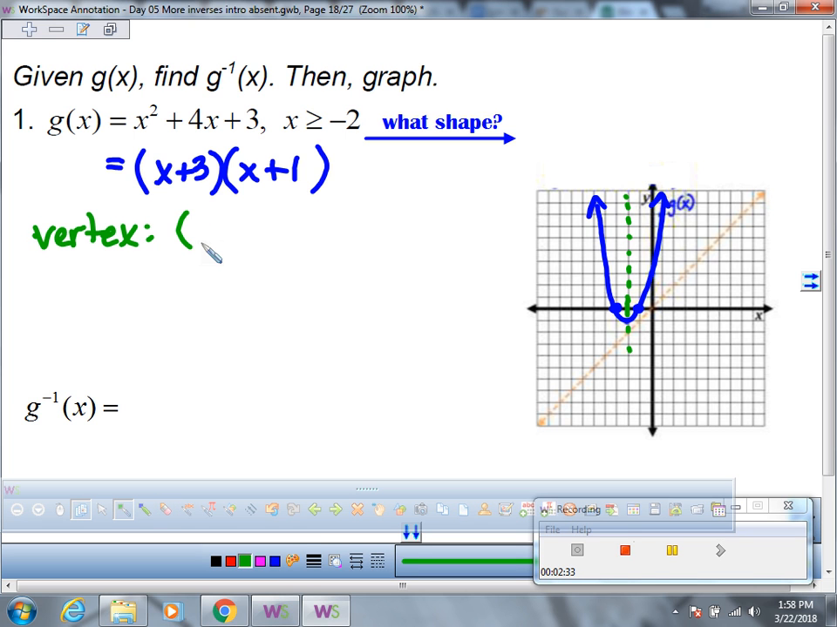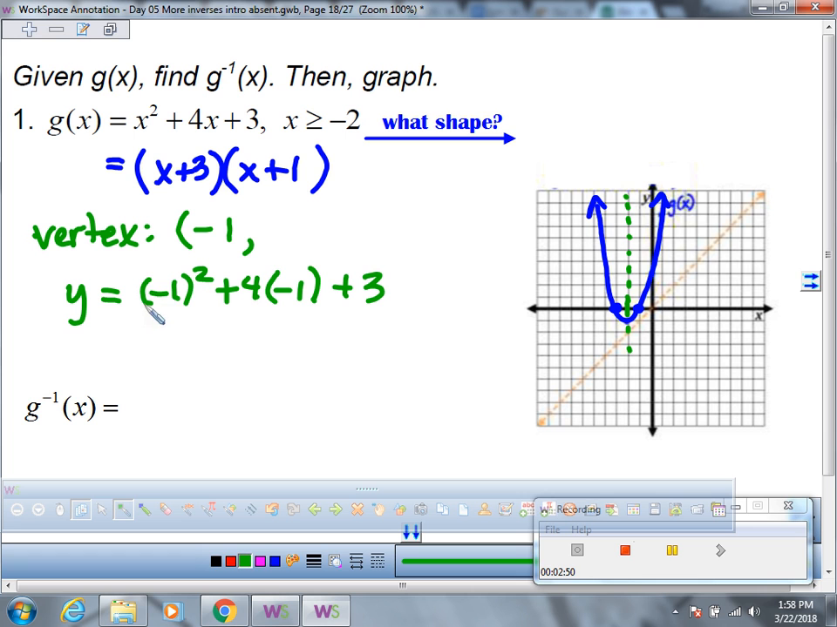So if my vertex is -1, the way I find the y is by using the equation y equals whatever x is, -1 squared plus 4 times -1 plus 3. 1 squared is 1, minus 4 is... minus 4? Yeah. Minus 4 plus 1 is -3. -3 plus 3 is +3.